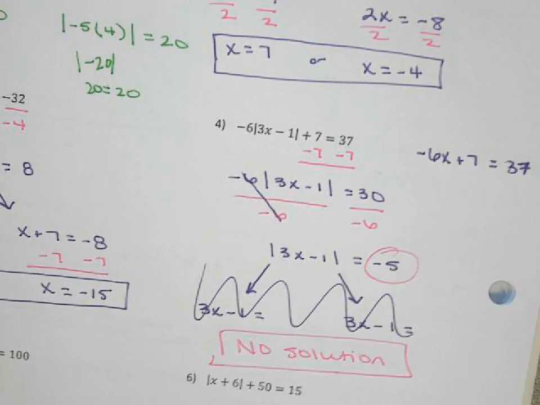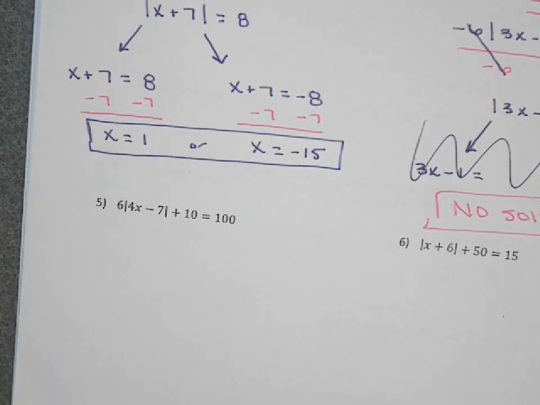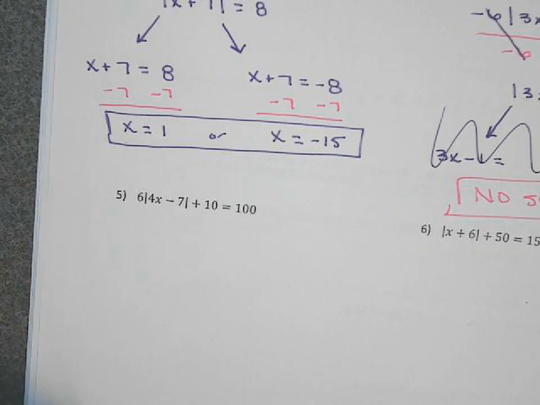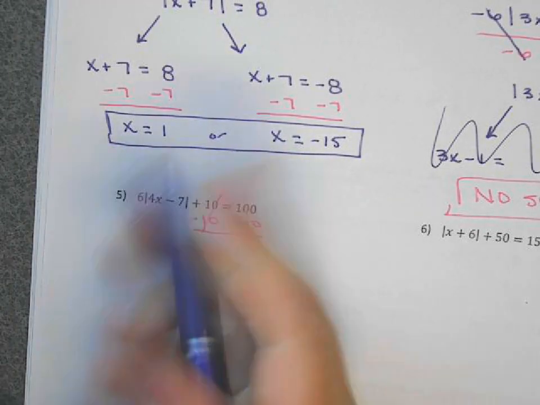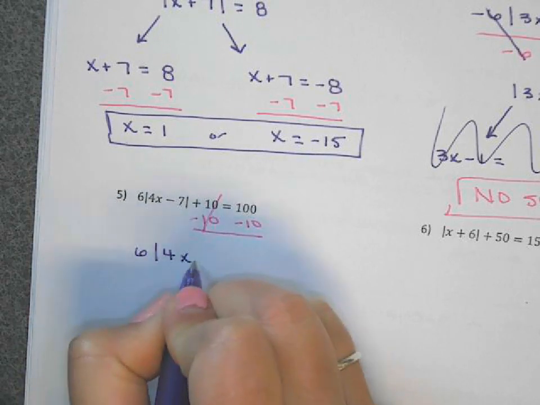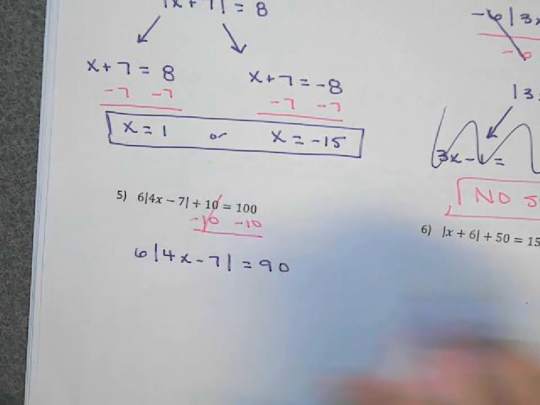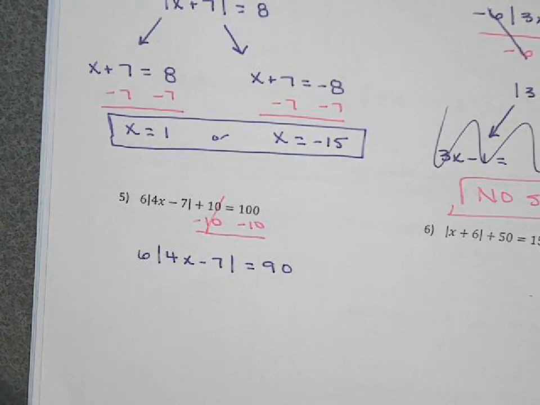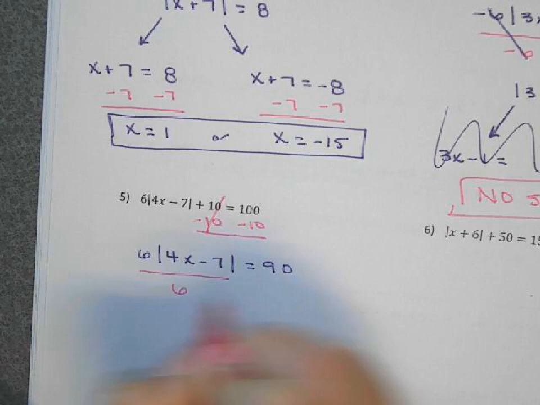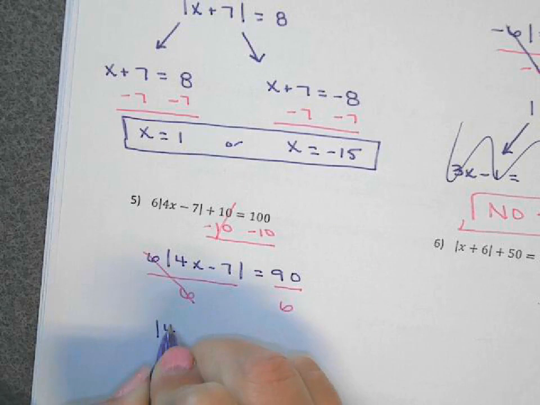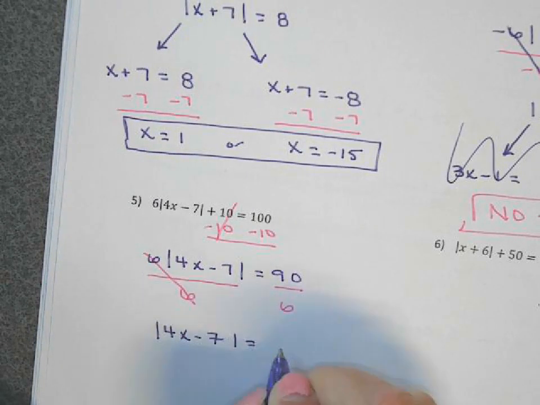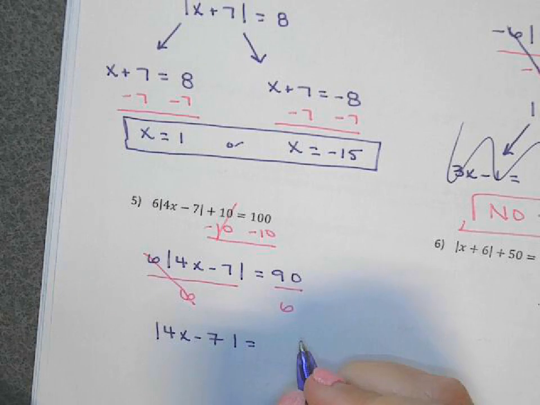Okay. Let's try the next one. We're going to have to do those first same couple steps to start. So we have to get the absolute value bars alone. What are we going to do first? Subtract 10 on both sides. What comes next? Divide by 6 on both sides. I think that's 15.